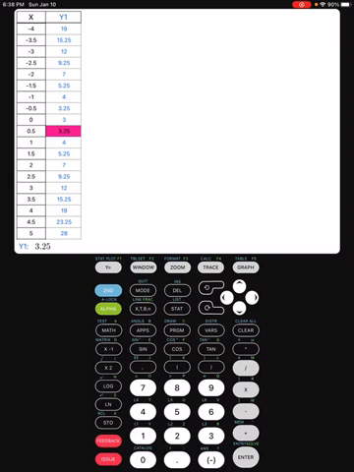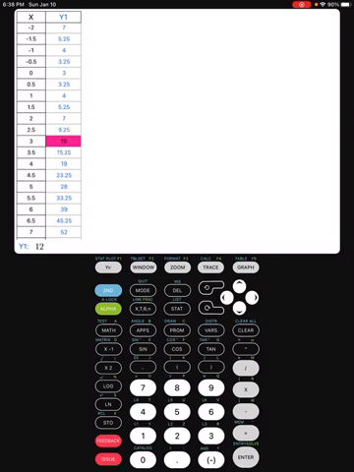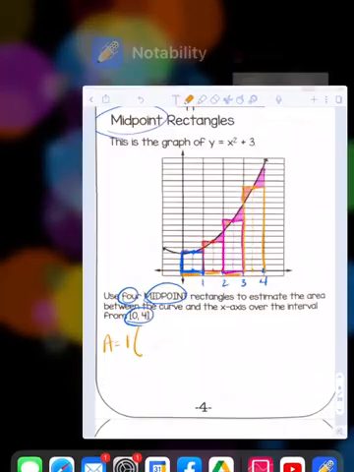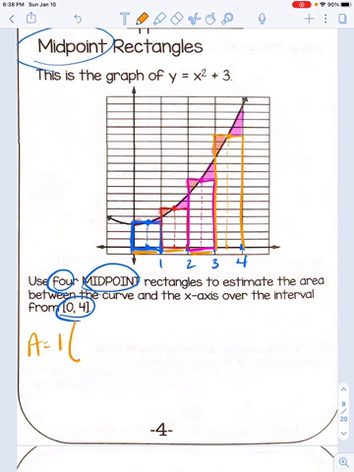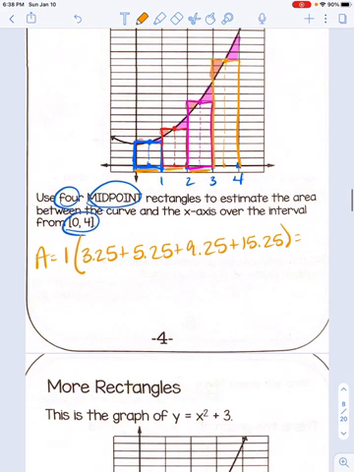So my 0.5 value is 3.25. My 1.5 value is 5.25. My 2.5 value is 9.25. And my 3.5 value is 15.25. So here I go. But again, the widths are all 1. So 3.25 plus 5.25 plus 9.25 plus 15.25, which is 33 units squared.